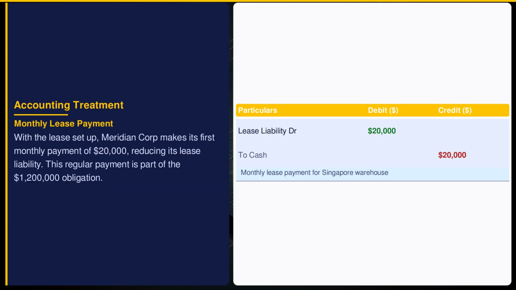Each lease payment reduces the lease liability and affects cash flow. ASC 210 mandates that these payments are not immediately expensed, but instead decrease the liability. This ensures that the financials accurately reflect the remaining obligation, maintaining transparency in Meridian Corporation's transactional records.